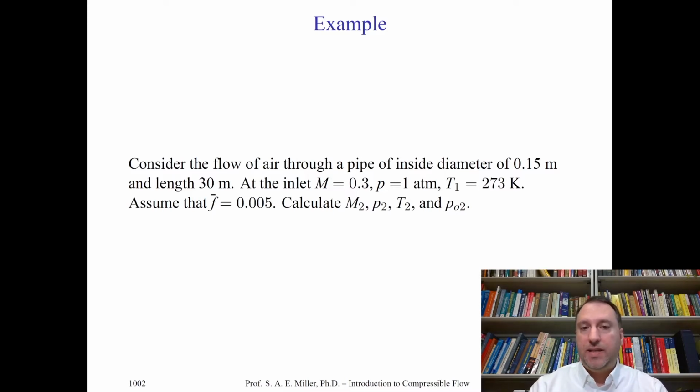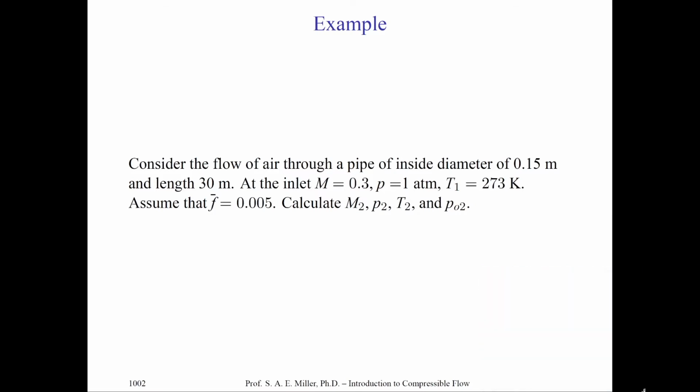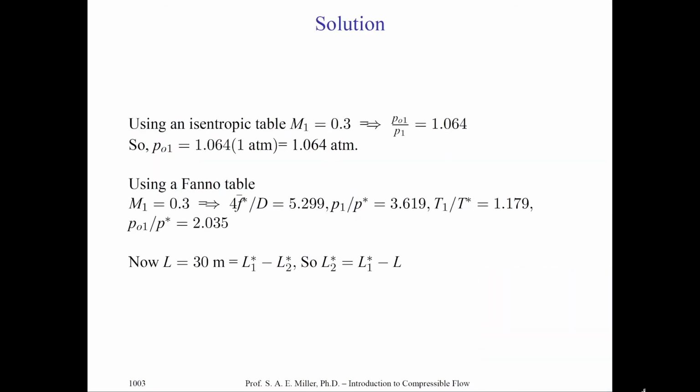At the inlet, in state 1 of this pipe, we have a Mach number of 0.3, a pressure of one atmosphere, and a temperature of 273 Kelvin. So we know the complete state at 1 through isentropic relations. Now we'll assume that the lumped frictional effect, notice the bar, f-bar L over D, is equal to 0.005, which we could find from a table for the particular flow Reynolds number in the pipe. We're asked to find at state 2: M2, P2, T2, and P02. Let's look over my particular solution.